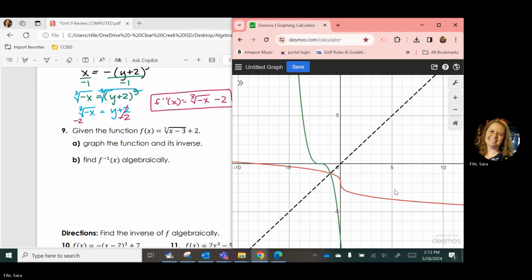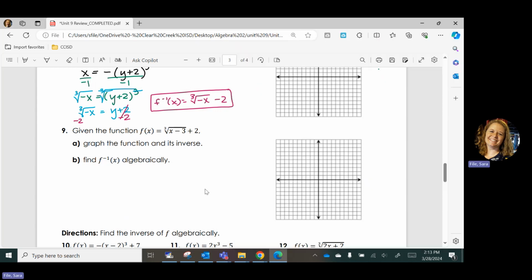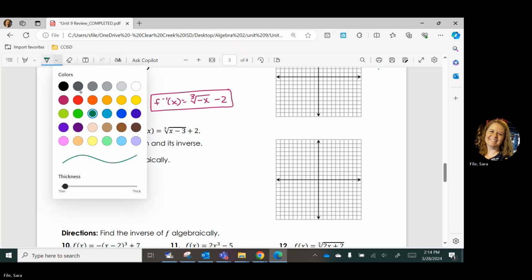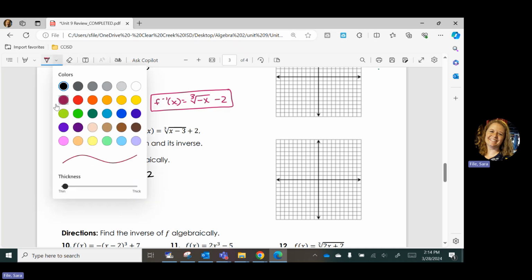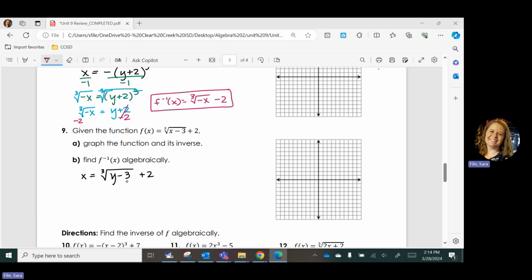Okay. All right. Now let's look at 9. 9 starts with the cube root function. So I'm going to switch the x and y. So it's going to be x equals the cube root of y minus 3 plus 2. So to solve for y, I first need to isolate the cube root. So subtract 2.